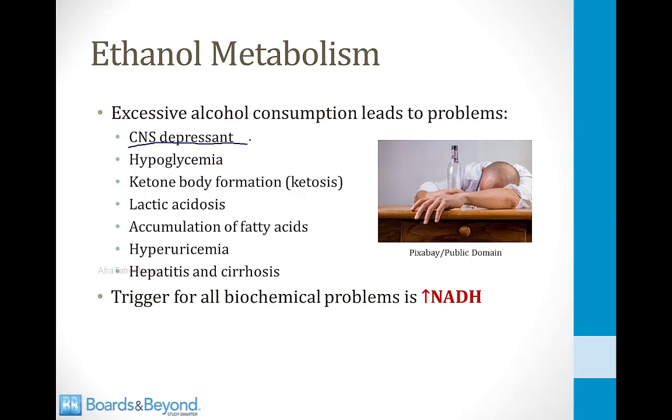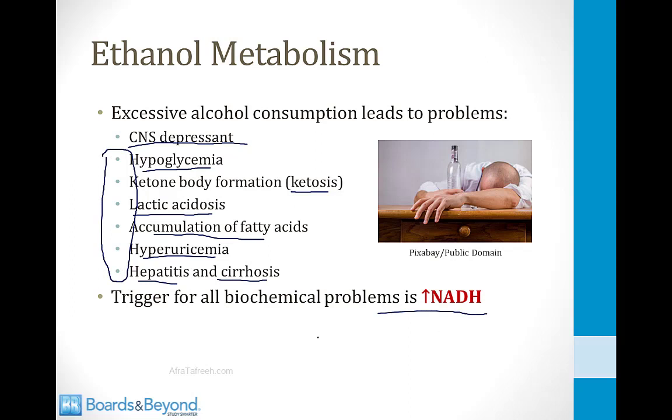If you drink too much alcohol, you can develop hypoglycemia. You can form too many ketone bodies and develop ketosis. You can develop a lactic acidosis. Fatty acids can accumulate in the liver. You can develop hyperuricemia, which can lead to gout, and you can also develop hepatitis and cirrhosis. And as we will see, all of these items are biochemical consequences that result from too much NADH, because like I showed you on the last slide, there is lots of NADH produced when you metabolize ethanol in the liver.